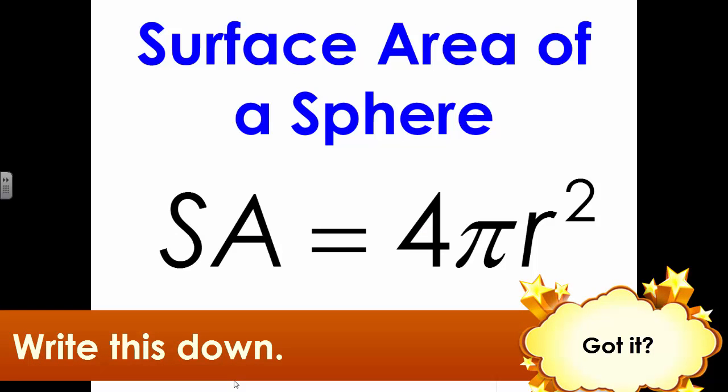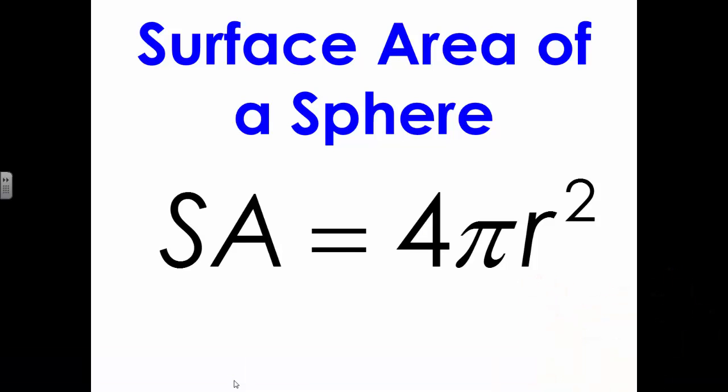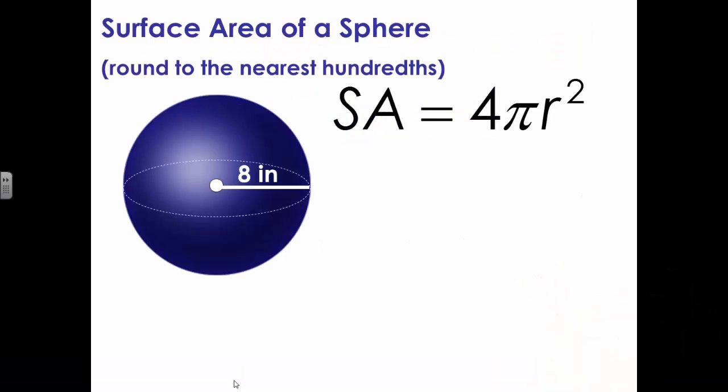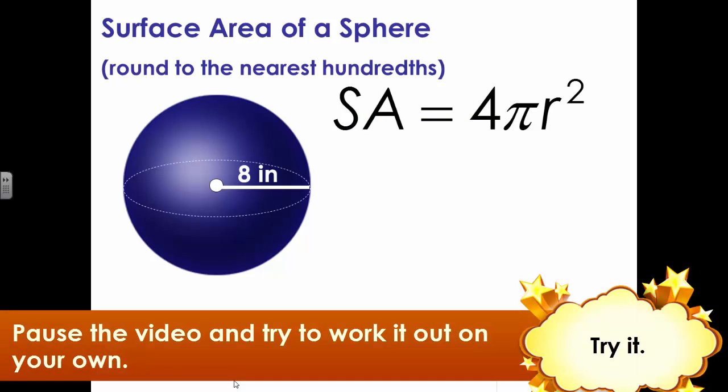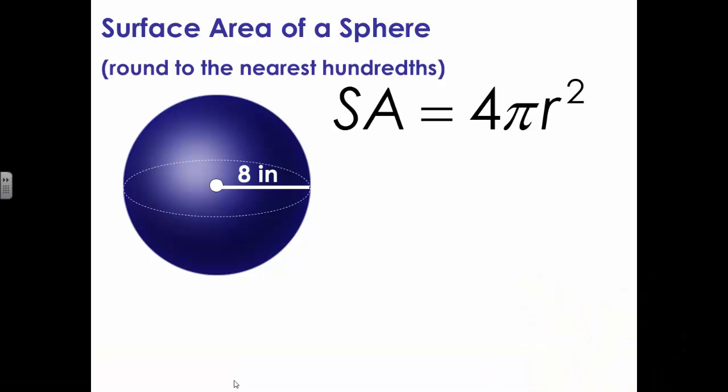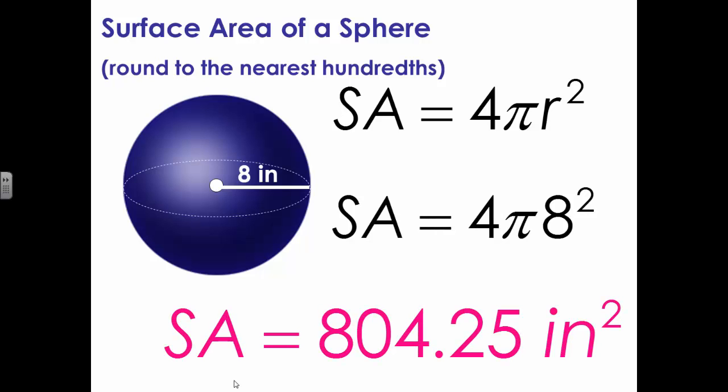Surface area of a sphere is equal to 4 pi r squared. Copy down this problem. Go ahead and work it out in your calculator. When it says round to the nearest hundredths, you're doing 2 decimal places. Your eye needs to look at the third decimal place. If the third decimal place is 5 and above, you would give it a shove. 4 and below, let it go. Notice that our answer is in inches squared because it's an area answer.